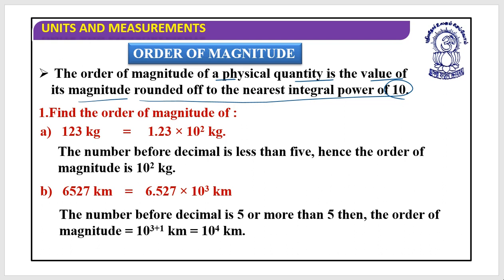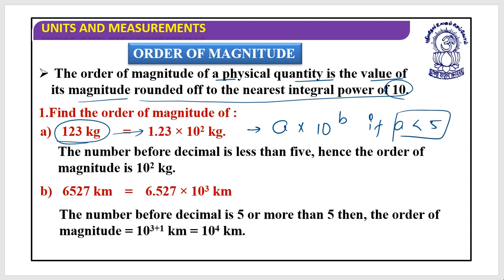Now what does it mean? Let's say we have been given a quantity that is 123 kg. So can I write it like this? It is 1.23 into 10 to the power 2 kg. Yes. So while considering the order of magnitude of 123 kg, I need to look at two things. First, I need to arrange it in this manner: a into 10 to the power b. If a is less than 5, then b is the order of magnitude.